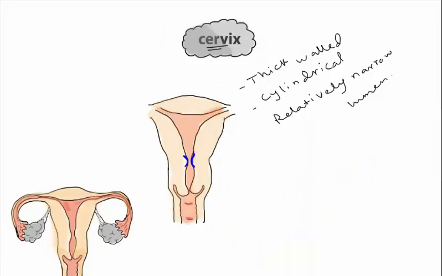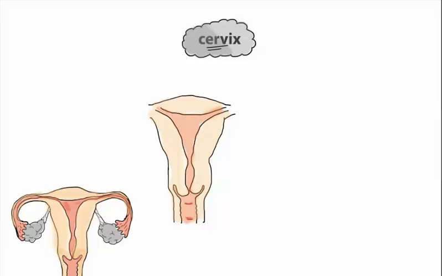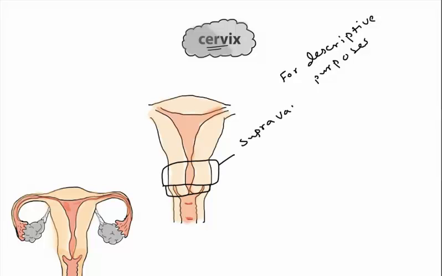Now the cervix has 2 sides where there is narrowing in the lumen. One is connected to the uterine cavity, and its name is the internal os, and the other side is connected to the vaginal cavity, and its name is the external os. For descriptive purposes, the cervix is divided into 2: the supravaginal part and the vaginal part.